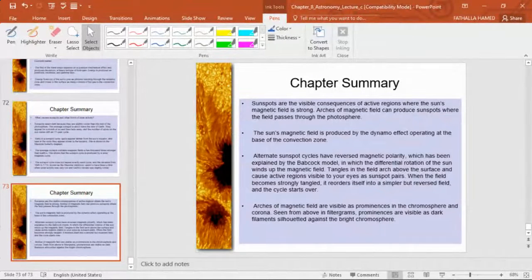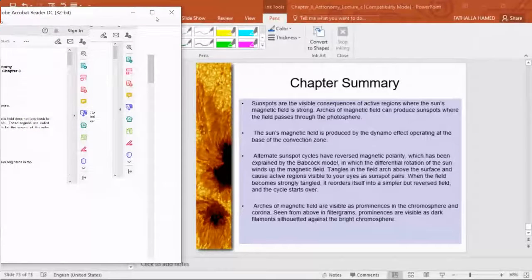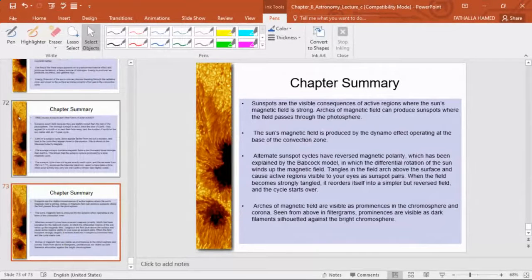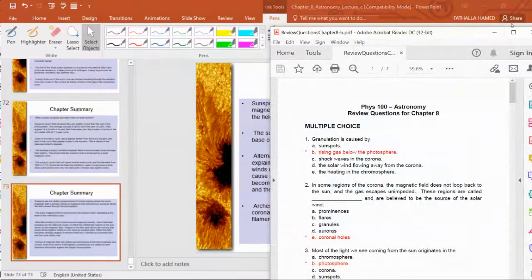Now, the last thing that we want to do here is to look at the review questions that we have for chapter 8.